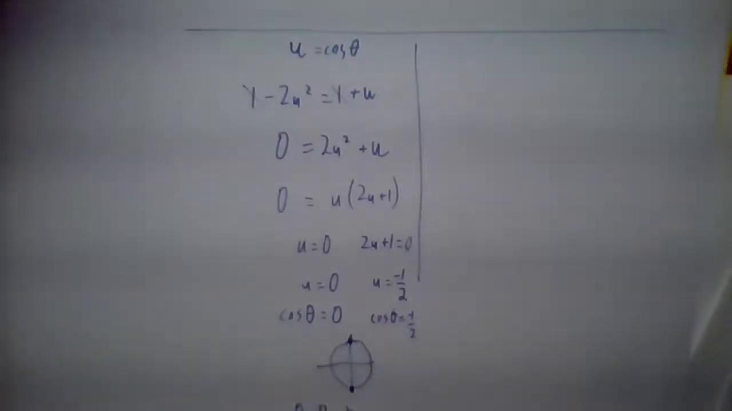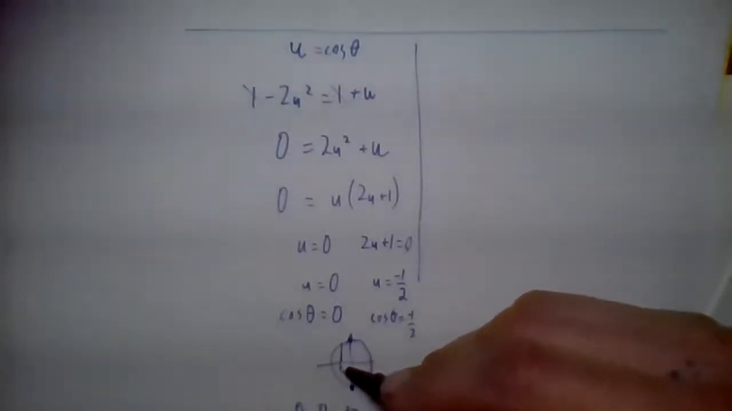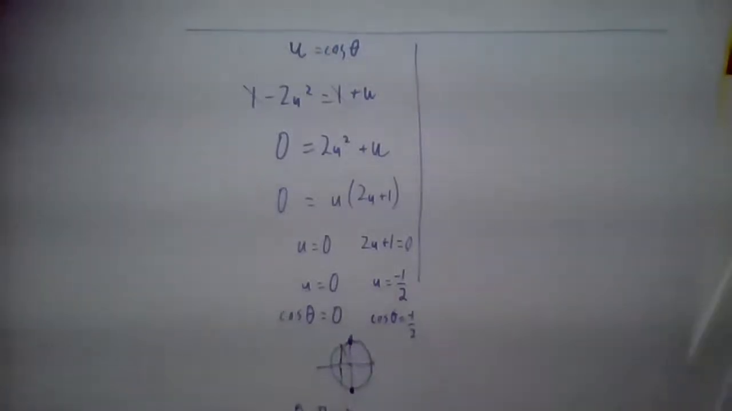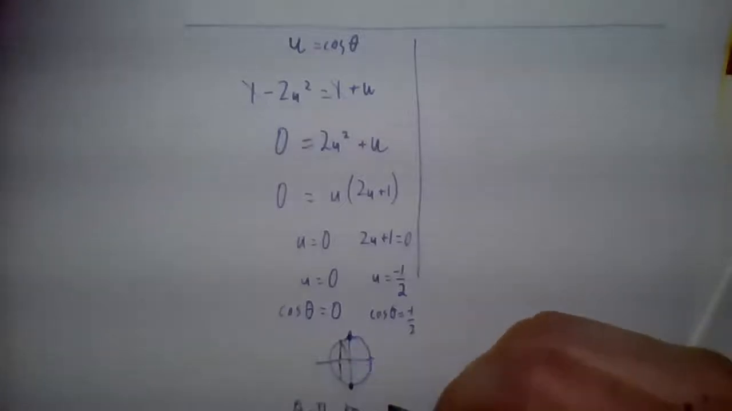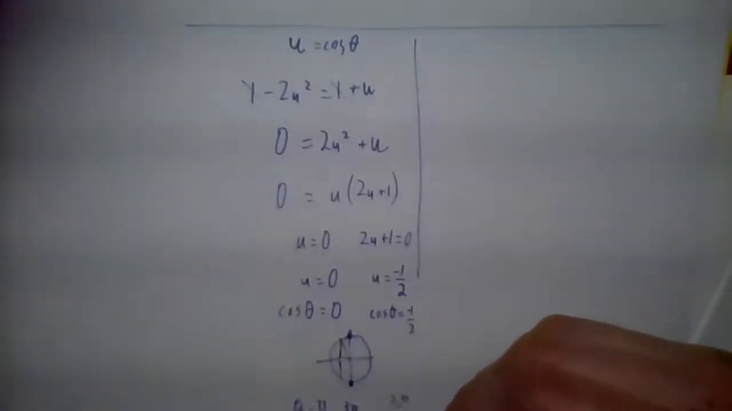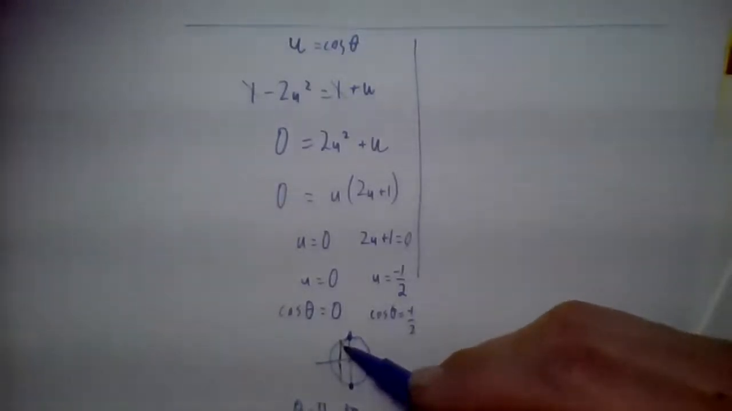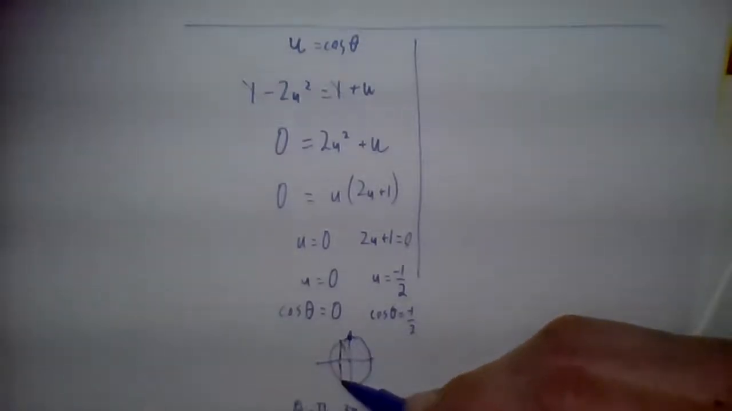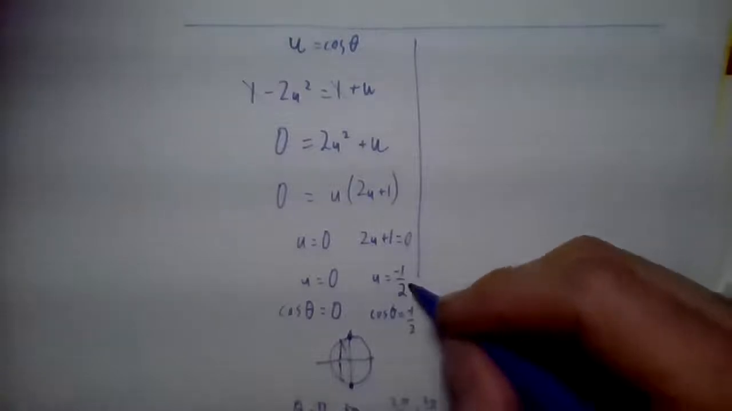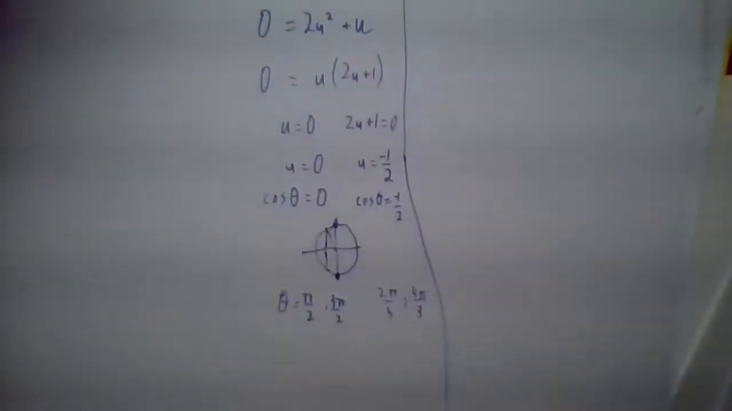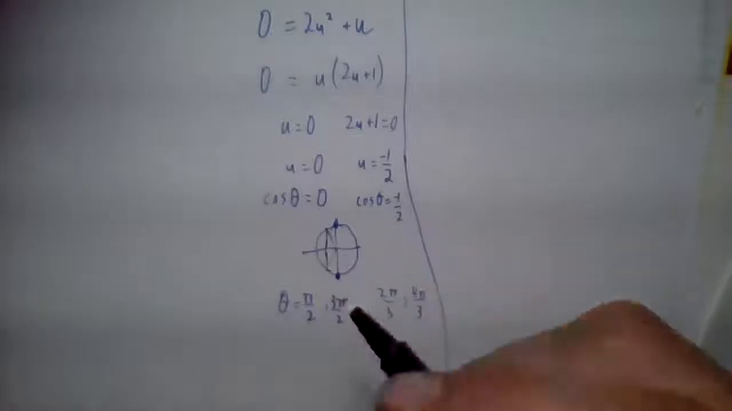Cosine is equal to negative 1/2 here and here. That's actually 2 pi over 3 and 2 pi minus 2 pi over 3, which is 4 pi over 3. So those are our solutions between 0 and 2 pi. The unit circle shows them all. You got this one and that one.